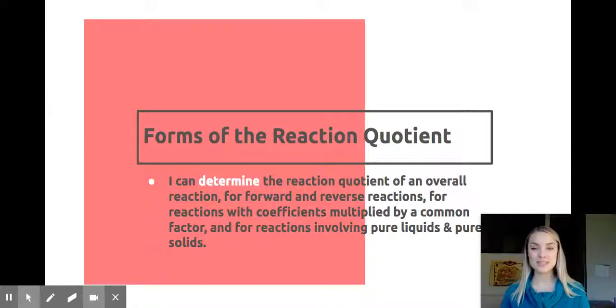So today we're going to keep talking about different forms of the reaction quotient. We're going to wrap all that up today. And our learning objective is: I can determine the reaction quotient of an overall reaction for forward and reverse reactions, for reactions with coefficients multiplied by a common factor, and for reactions involving pure liquids and pure solids.